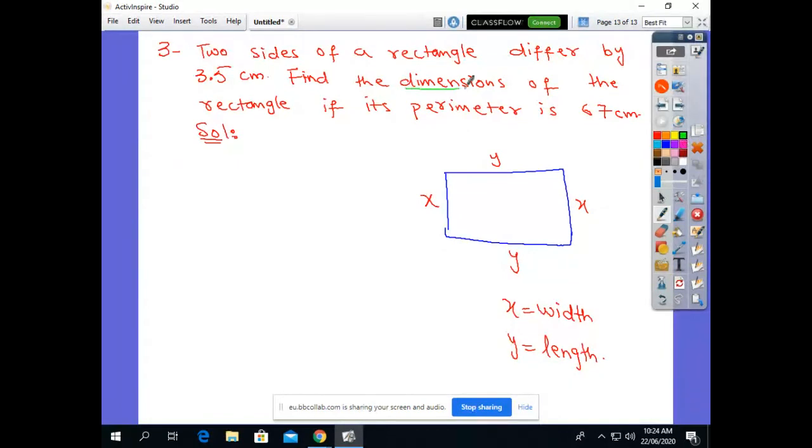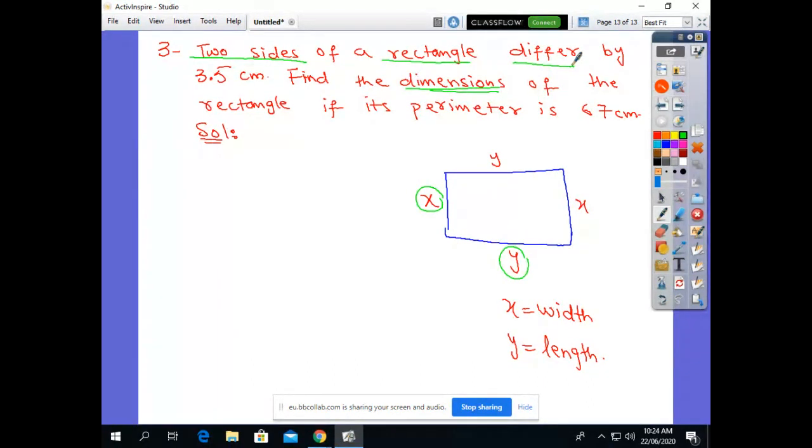In the statement, dimensions means length and width. Dimensions means the sides of a rectangle, or what we call length or width. The given statement is that two sides of the rectangle differ. Which two sides? The first side we call y and the other side we call x. Differ means there is a negative sign. There is a difference between the two sides, that is, length and width.